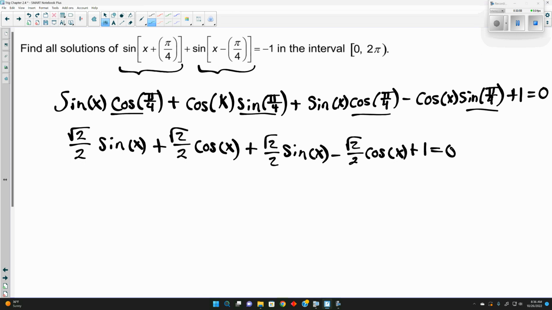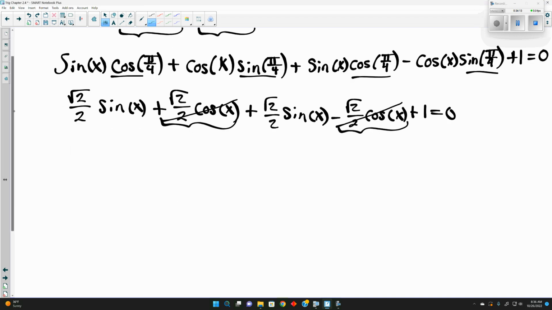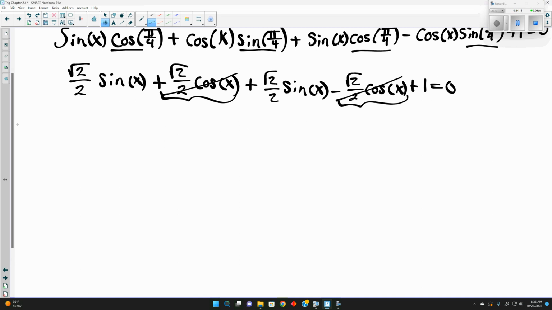Because one of the cosines we have is a positive square root 2 over 2. The other one is a negative. These two here are going to combine to become 0. So both of those are gone. We can add the other 2, which will give us sine of x, yes? Plus 1.